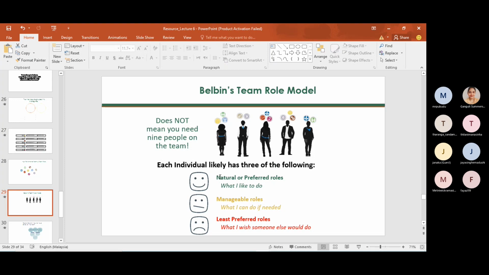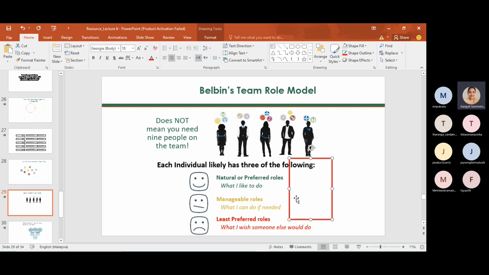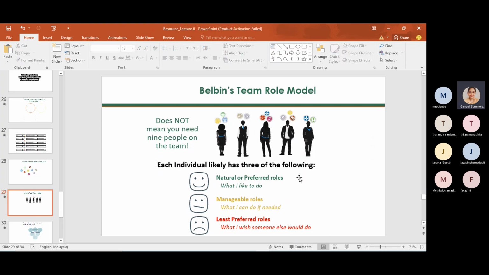Each individual likely has three of the following: natural or preferred roles, manageable roles, and least preferred roles. Natural or preferred roles means the things that you like to do. What I like to do. The things that you like to do are called natural or preferred roles.